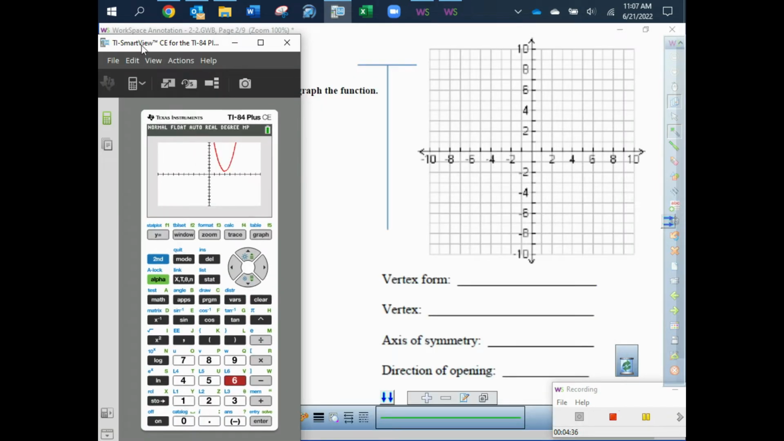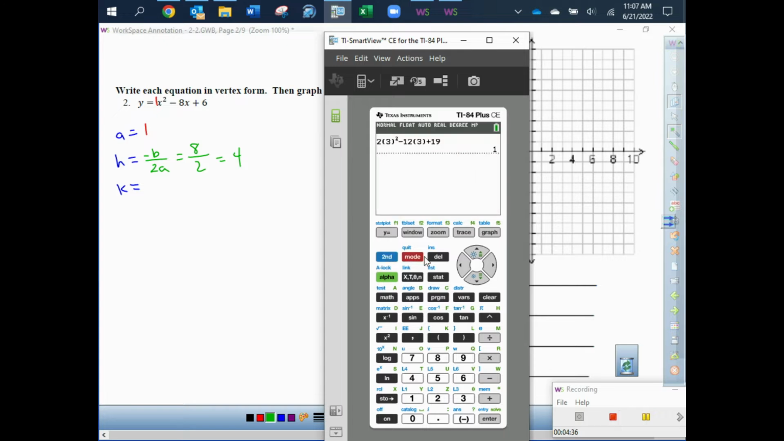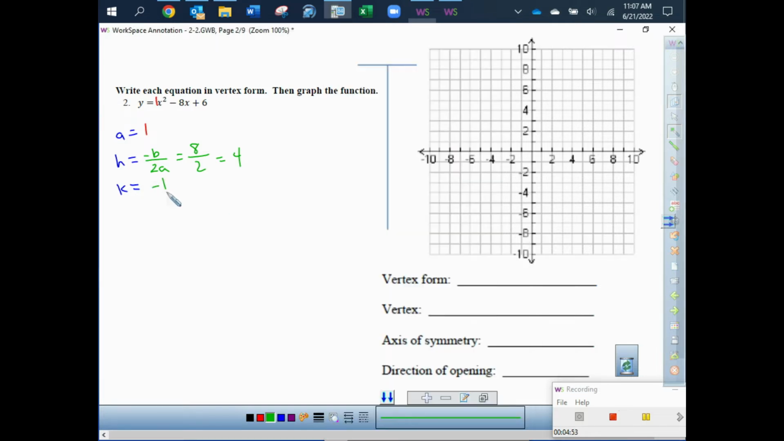So let me quit out of this, and let's go back here. Wherever there's an x, I'm putting this guy in parentheses: 1 squared minus 8 times 1 plus 6. I punch that in, and I get negative 1. So I have that guy in vertex form. It'll be y equals a, which is 1, times the quantity of x minus 4 squared minus 1. Where's the vertex? 4 and negative 1.